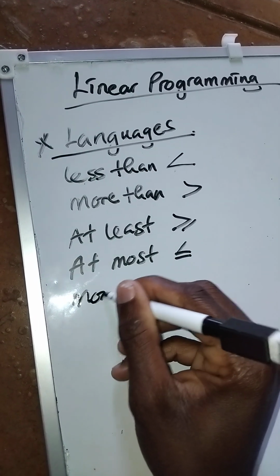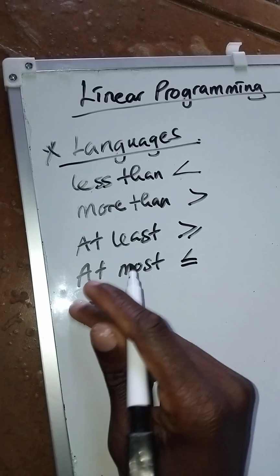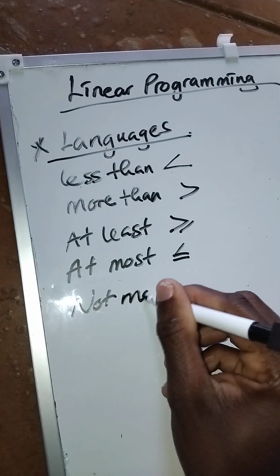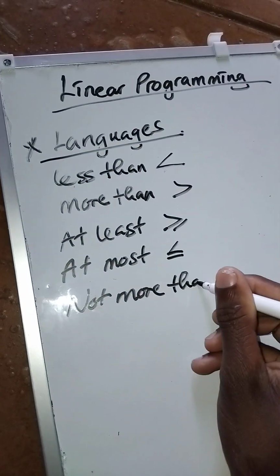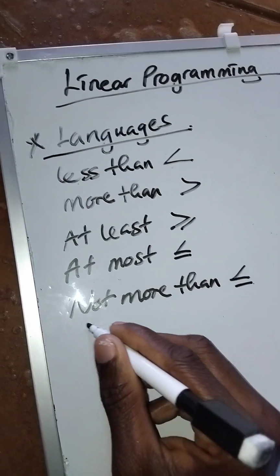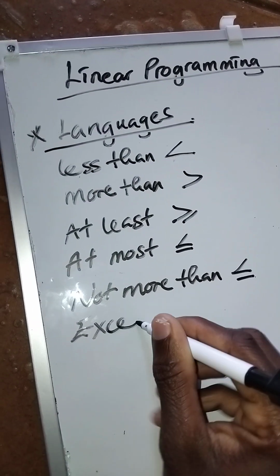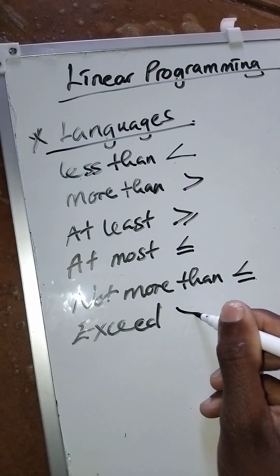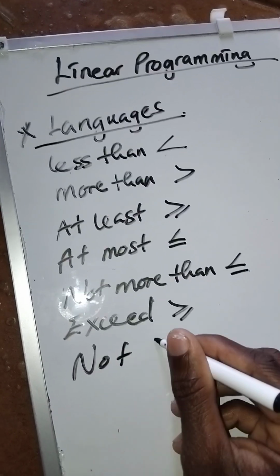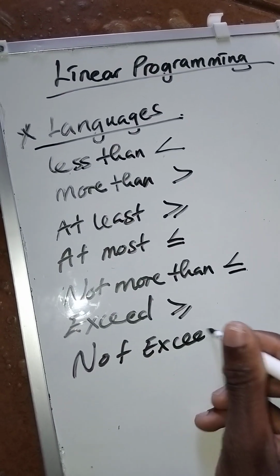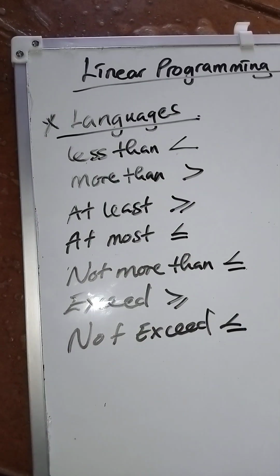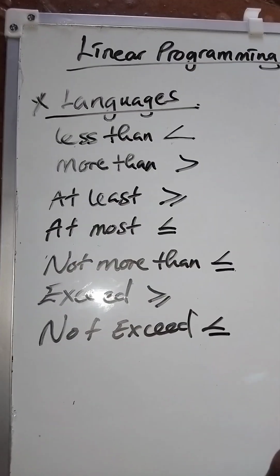More than. Not more than: less than or equal to. Not exceed: less than or equal to. Exceed: greater than or equal to. So those are the languages for linear programming.